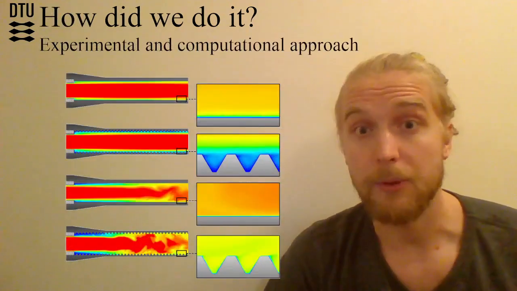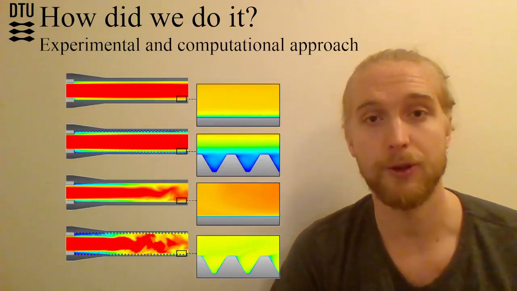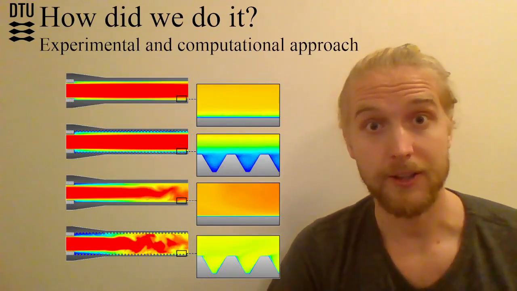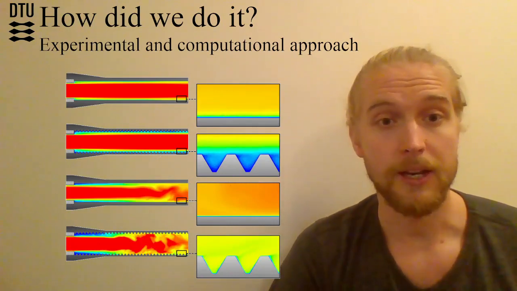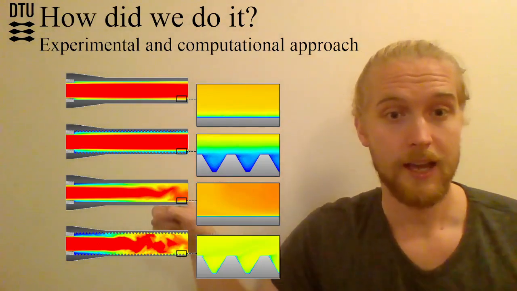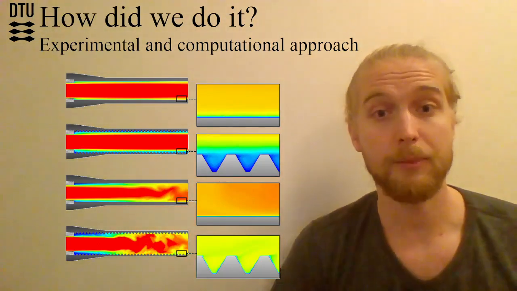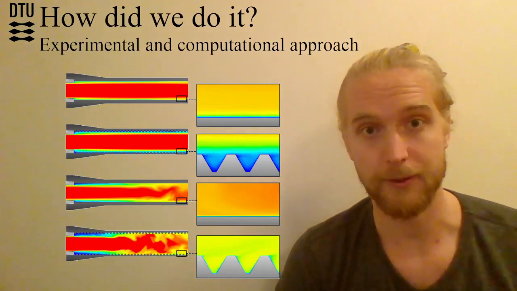So what did we want to do? Well, we wanted to investigate the influence of hydrodynamics and surface texture on scaling formation. So we looked at two different flow conditions, laminar, which you see on the top here on the slide, and turbulent, which you see here on the bottom. And then we also tested a smooth and a threaded surface.